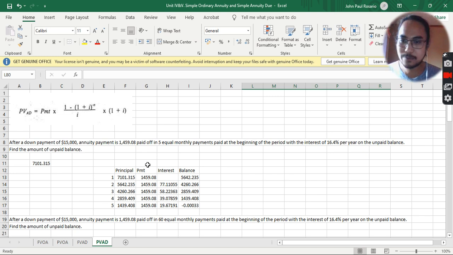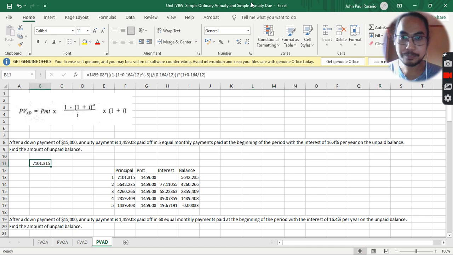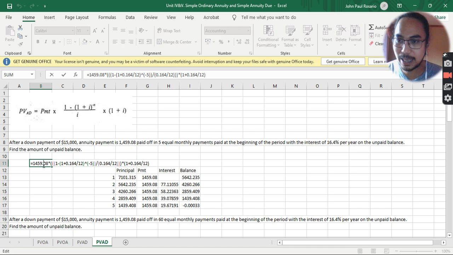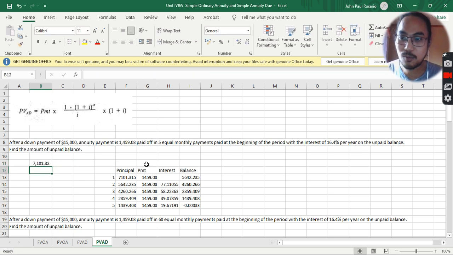Okay, so with that, let's take this for example. After down payment of 15,000, annuity payment is 1459.08, paid off in 5 equal monthly payments, paid at the beginning of the period with the interest of 16.4% per year on the unpaid balance. Find the amount of the unpaid balance. Using the formula, we have our payment multiplied by 1 less our 1 plus i raised to the power of negative n over i multiplied by 1 plus i. So it should give us 7101.32.